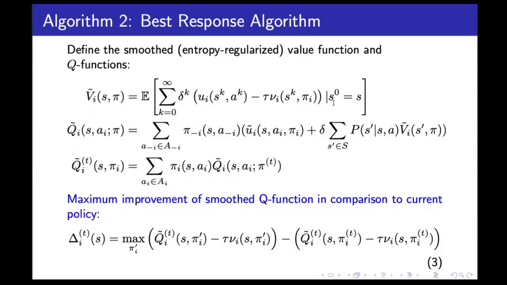And the second algorithm is based on a best response idea. Here, for some technical reason, we consider an entropy regularized version. This part is just the entropy regularization. And we have a regularized value function, Q function, and averaged Q function. Here, we consider the maximum improvement of the smoothed Q function in comparison to the current policy. So given the current policy, how much you can improve, what is the best pi that gives you the maximum improvement in this case.